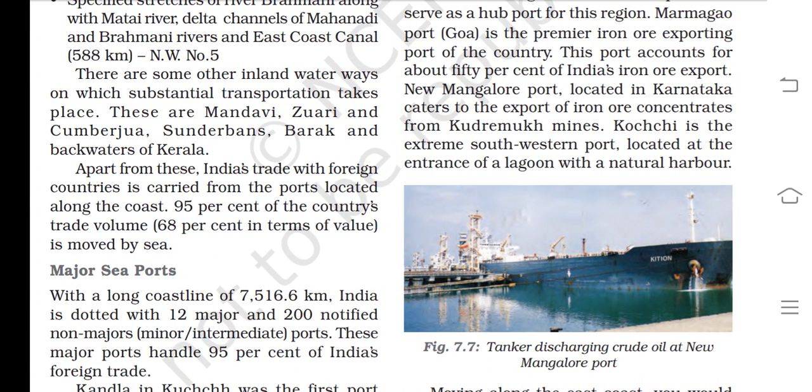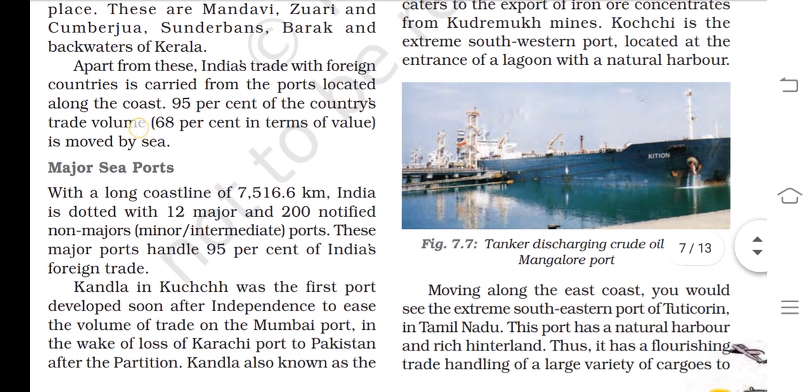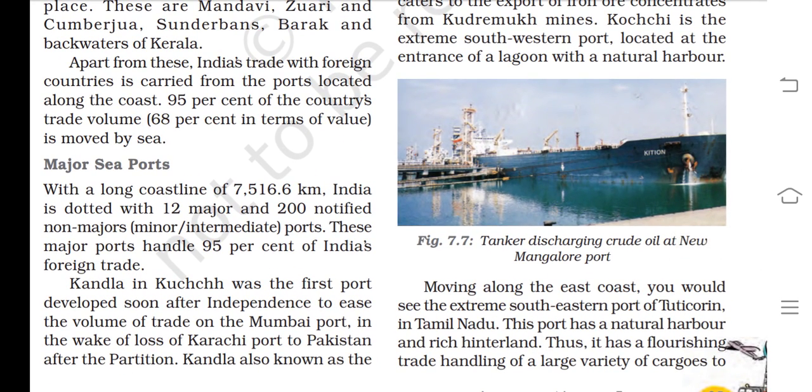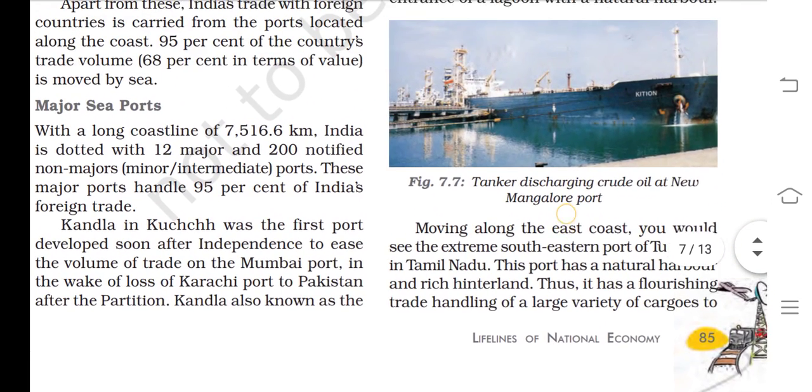Which are the major seaports? With a long coastline of 7,516.6 km, India is dotted with 12 major and 200 notified non-major ports. There are 12 major ports and 200 notified non-major, meaning minor ports. These major ports handle 95% of India's foreign trade, meaning transportation of goods and services from one place to the other.